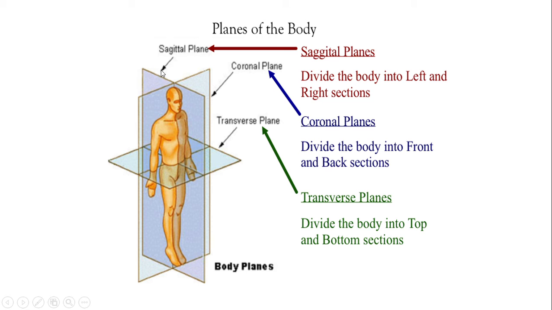Then we have the sagittal plane, which is this one. It divides the body into the left and the right portion of the body. Then we have the transverse plane over here, which divides the body into the top and the bottom parts.